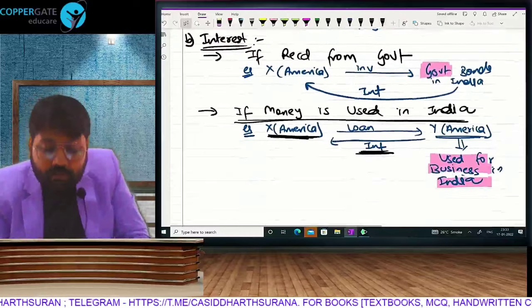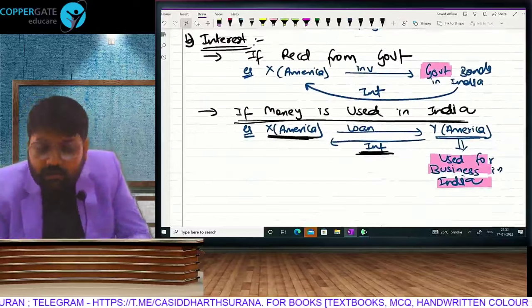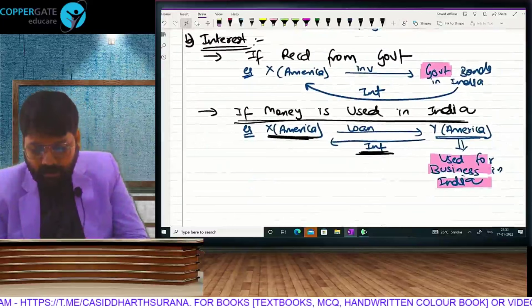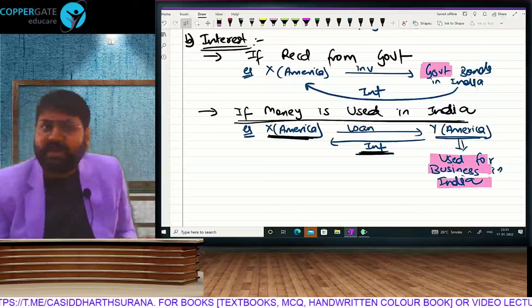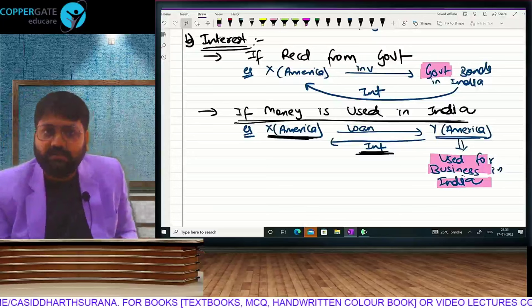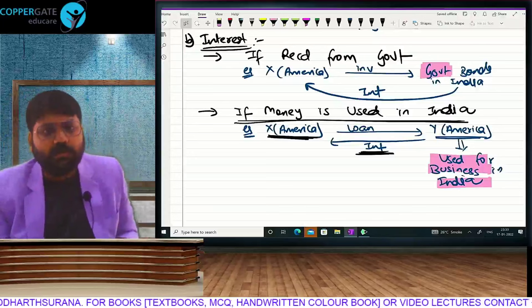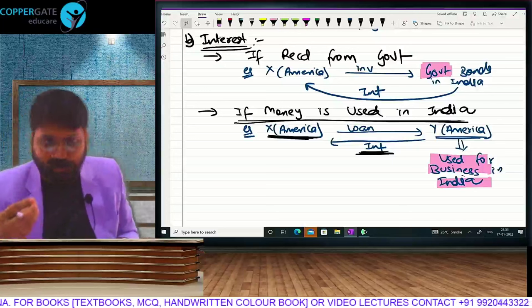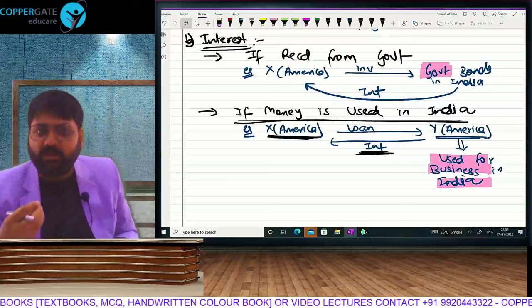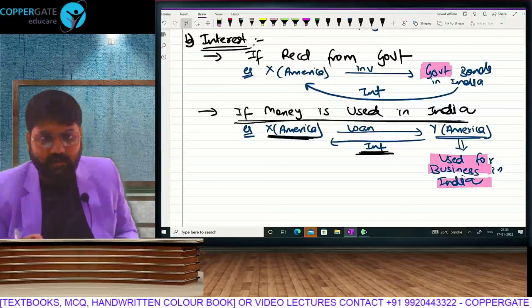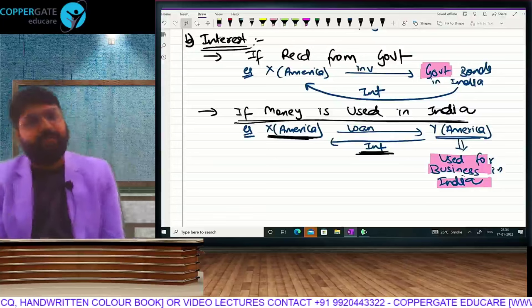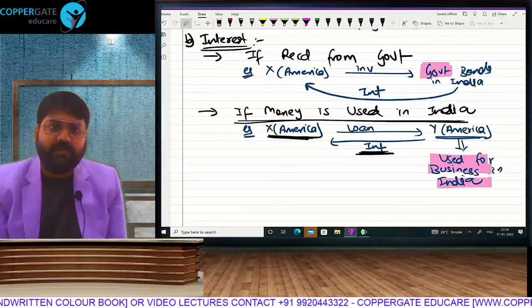Sorry? Who will pay tax to the non-resident? Why, after deducting the amount? Who is liable to pay tax? Who is the assessee? Tell me that first. Mr. Y. Who is earning income? X. Who is the assessee earning income? X. Who is supposed to pay tax to the government? X. But because of the TDS provision, Y will deduct from the payment of X and give it to the government.